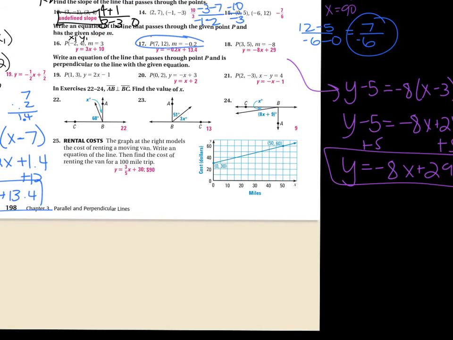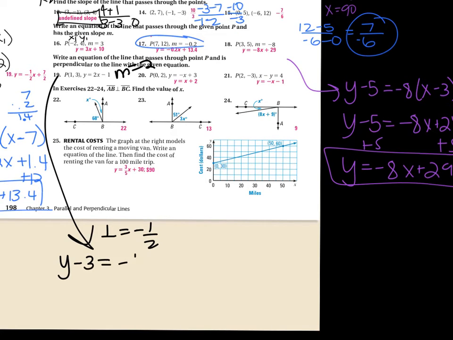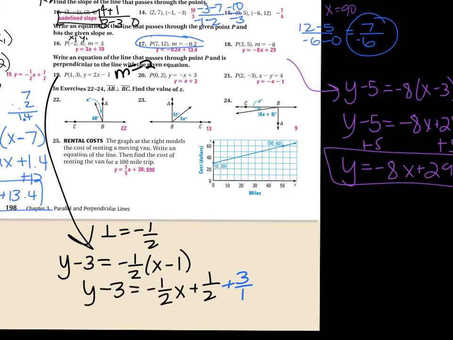Okay, 19, 20, and 21 say find the equation of a line that passes through P perpendicular to the line with the given equation. So for 19, the slope of that equation would be 2, which means perpendicular would be negative 1/2. And then plug that in with 1, 3. So y minus 3 would equal negative 1/2 times x minus 1, negative 1/2 x plus 1/2. Add the 3, so 3 over 1 becomes 6 over 2, and this would be y equals negative 1/2 x plus 7/2.